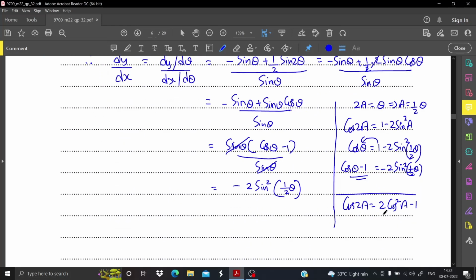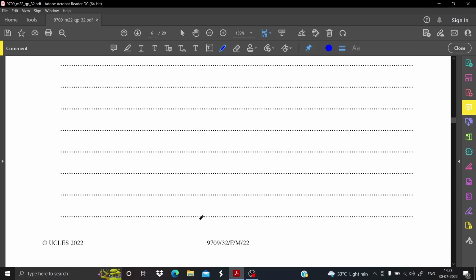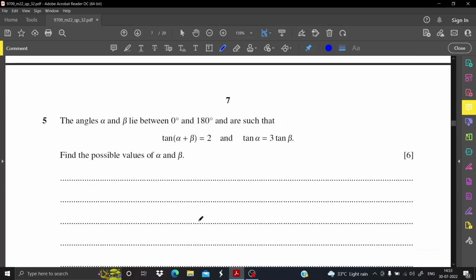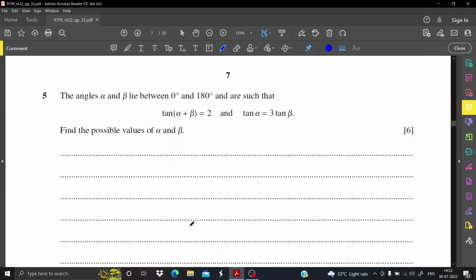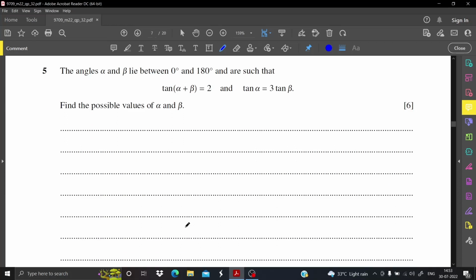Even if you get it in terms of cos, finally you would again use the trigonometric identity sine square plus cos square equal to 1, and then change the cos square to sine square. It will take some more time, which is not needed. So hope this is clear. So that's the solution for the earlier question. Now moving on to question number 5.